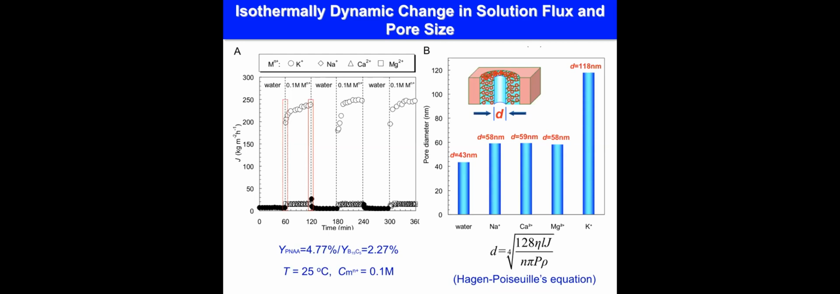There is a very slight difference of the polymer in pure water and the other ions, which is the result of the salting-out effect on the graft copolymer. The effective pore size of the graft membrane can be calculated using the Hagen-Poiseuille equation. In the water solution, the pore size is about 43 nanometers. In the potassium ion solution, it is about twice as large.